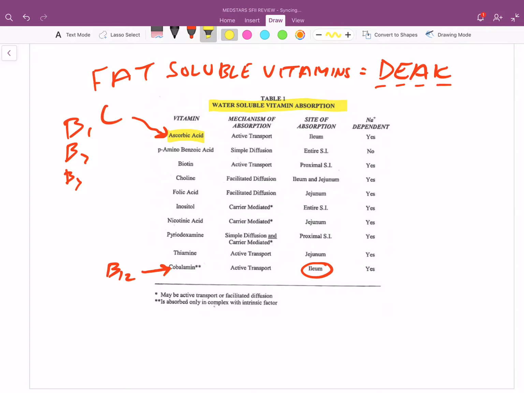So like I said, just understand. I think if you're going to get tested on something, it will be this one. Patient comes in, their ileum was removed. What is the person at risk of? Vitamin B12 deficiency. That's simple.